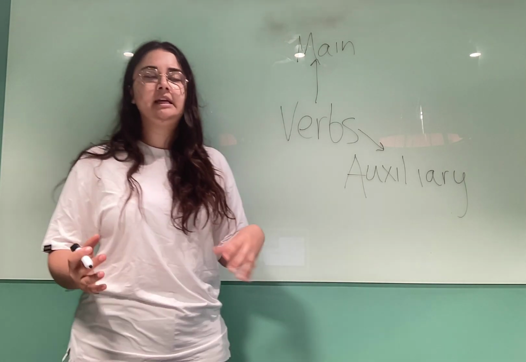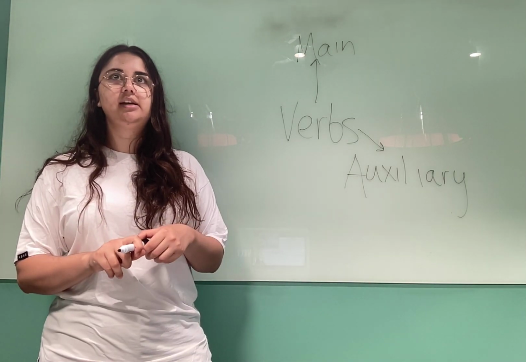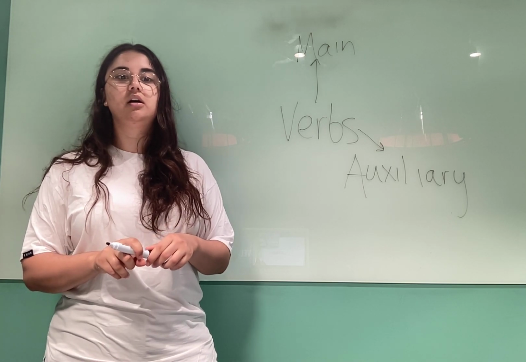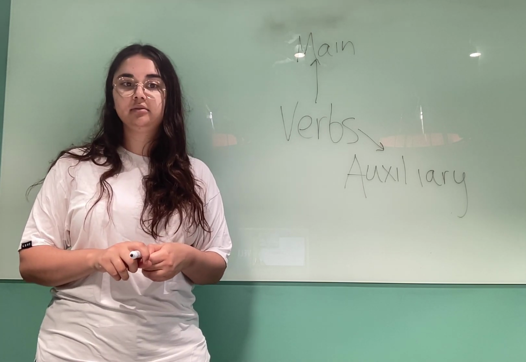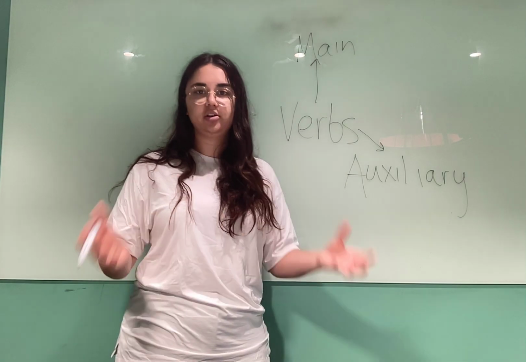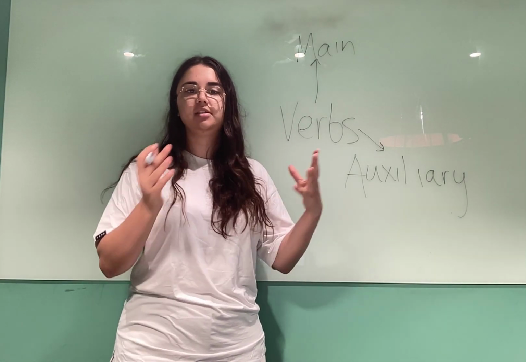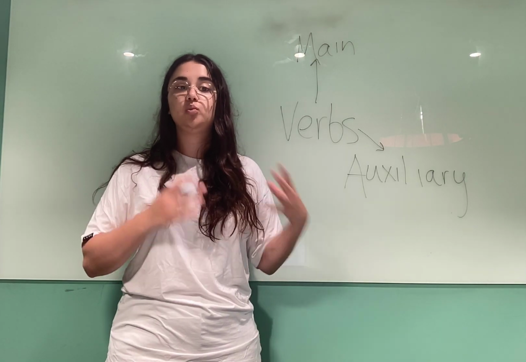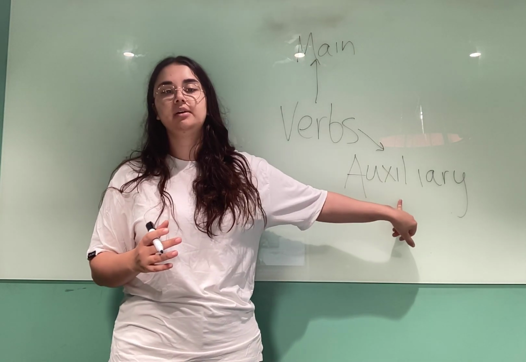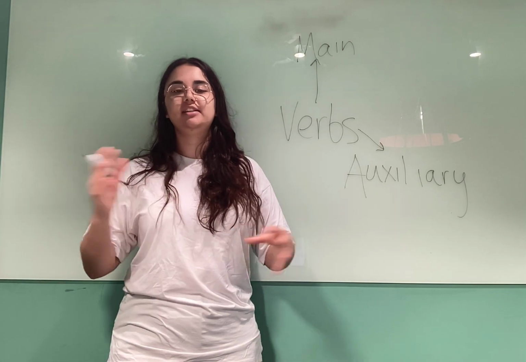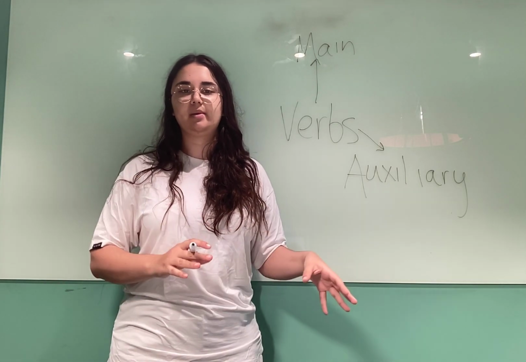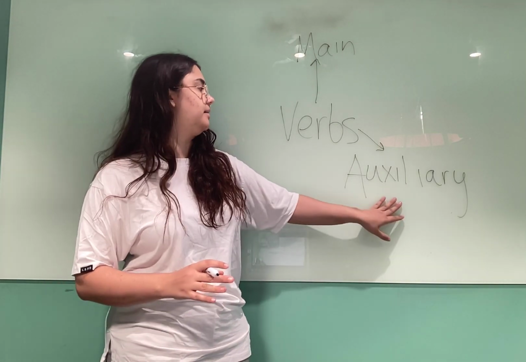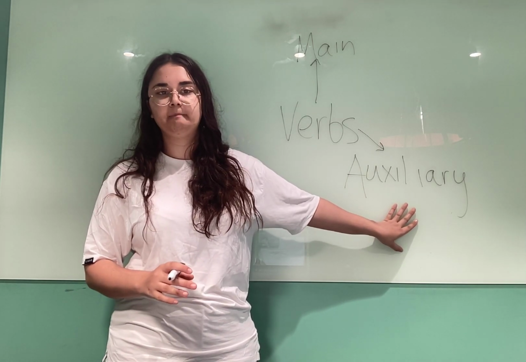I'll give you another one. The main verb swim, we can say was. So was swimming. We're changing the tense. So if we say was is our auxiliary verb, and we're changing the tense to was swimming. So there's some examples of auxiliary verbs.